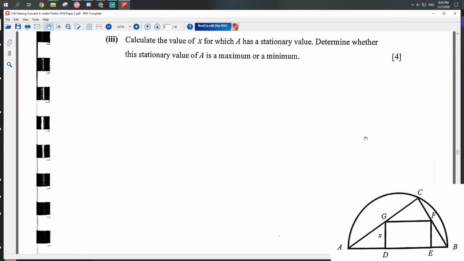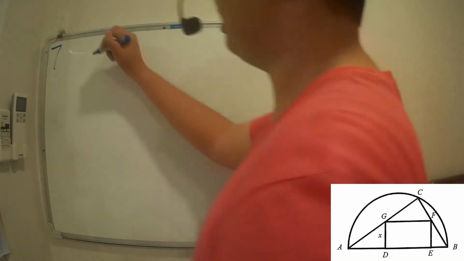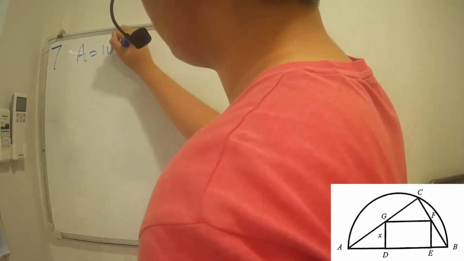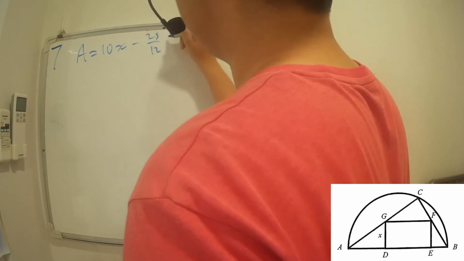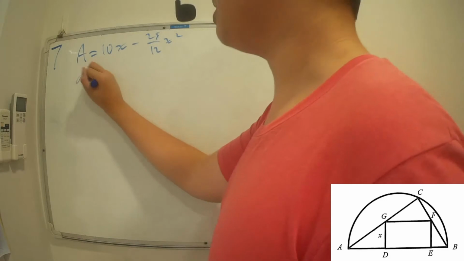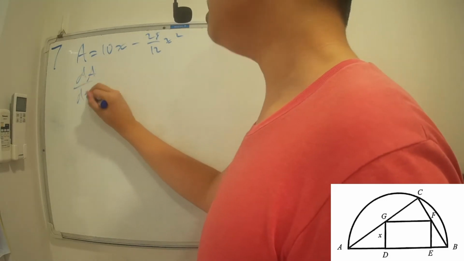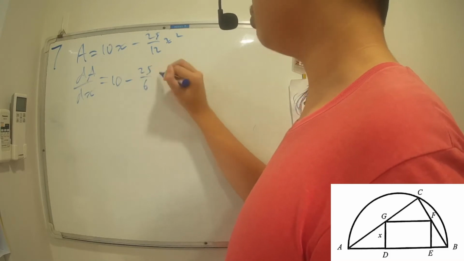Part 3. Calculate the value of x for which A has a stationary value. Determine whether the stationary value of A is a maximum or minimum. This is a very standard question, nothing difficult about it at all. Let's write down our A again. A is equal to 10x minus 25 over 12 x squared. So we'll just find dA/dx. dA/dx is simply 10 minus 25 over 6 x.